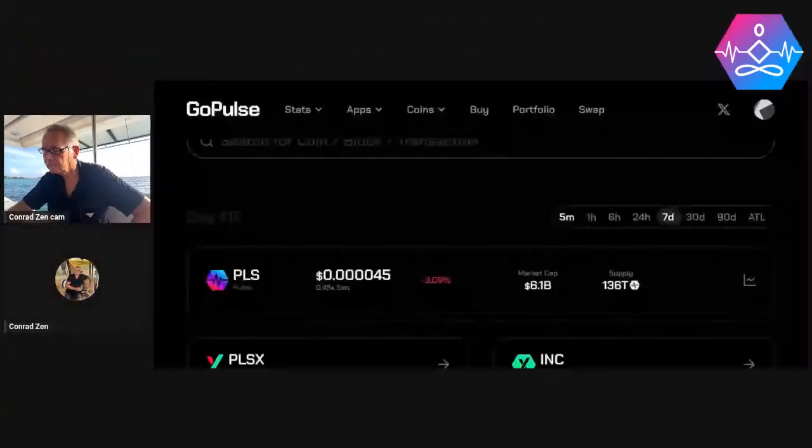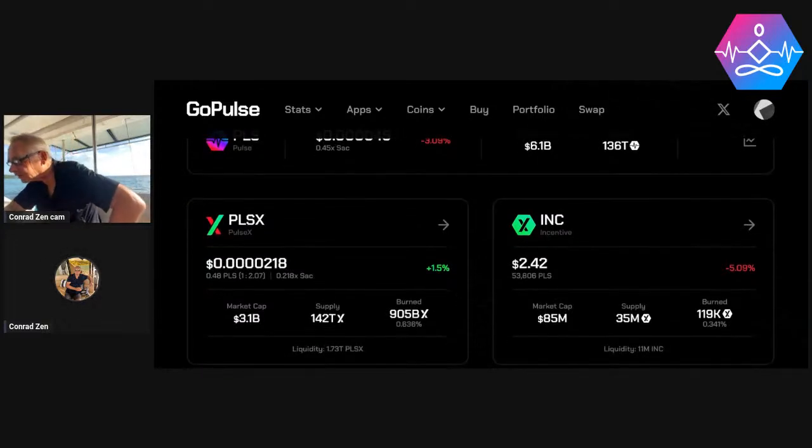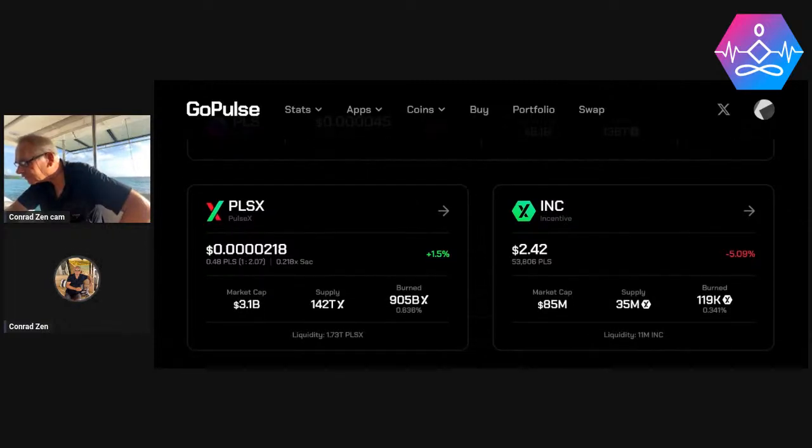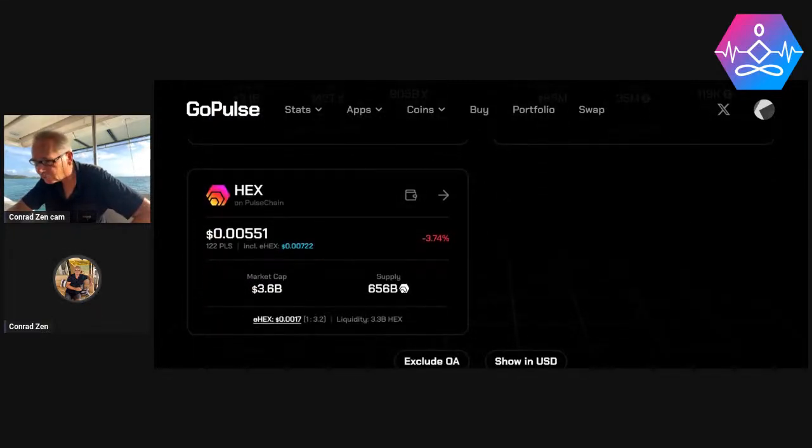Okay, here we go. So just to show you, on gopulse.com, Pulse is down 3%. PulseX is up 1.5%. And the incentive coin, which was at $7 something, by the way, is down another 5% today. Again, very lackluster performance. And Hex is down 4%.